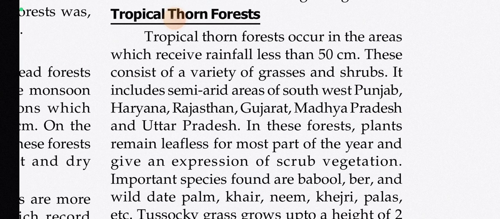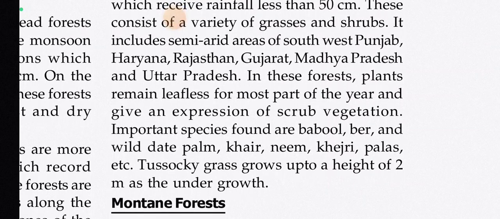Third is tropical thorn forest. So tropical thorn forests occur in the areas which receive rainfall less than 50 centimeters. These consist of a variety of grasses and shrubs. It includes semi-arid areas of southwest Punjab, Haryana, Rajasthan, Gujarat, Madhya Pradesh and Uttar Pradesh.